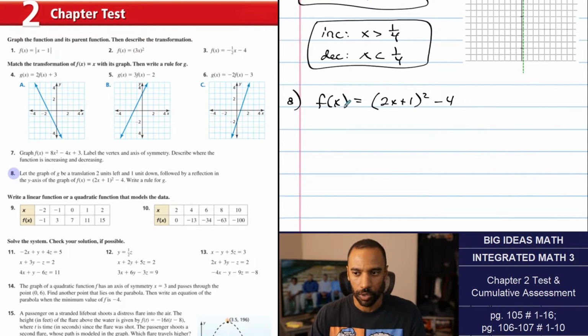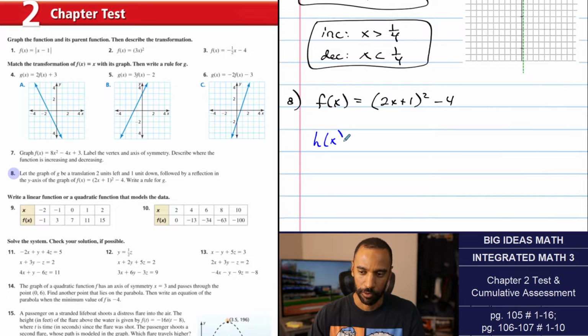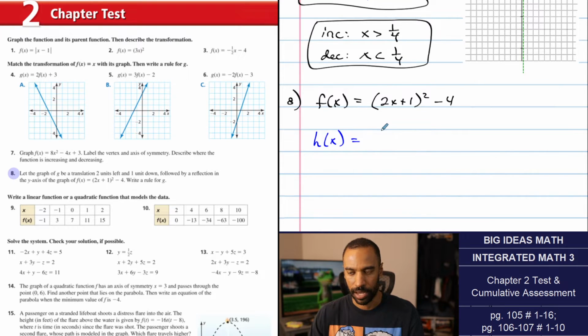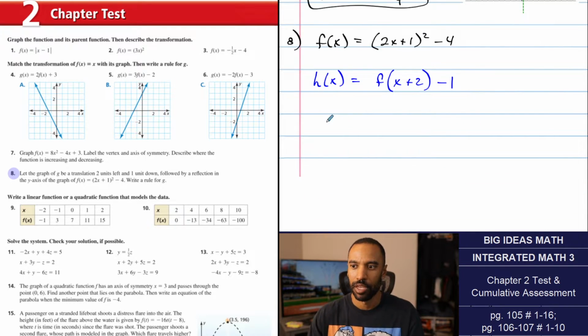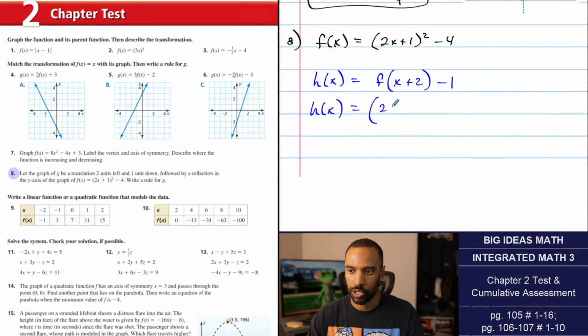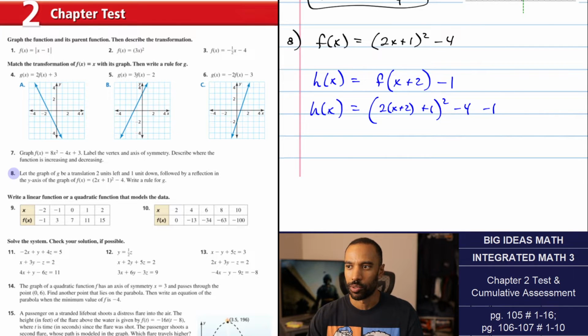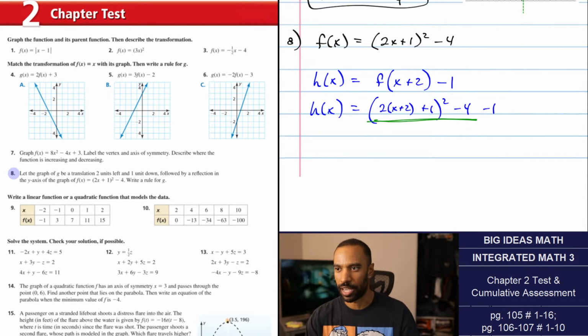I'm going to start with an h of x interim function before I get to the g of x. Let's start with the translations. 2 units left and 1 unit down. Now 2 units left means we have to take our f of x and go x plus 2 inside the function. 1 unit down means we subtract 1 outside of the function. So when we substitute, anywhere we see x, we put x plus 2, in parentheses. And outside of the function, we subtract 1. Inside the function is replacing x with x plus 2.